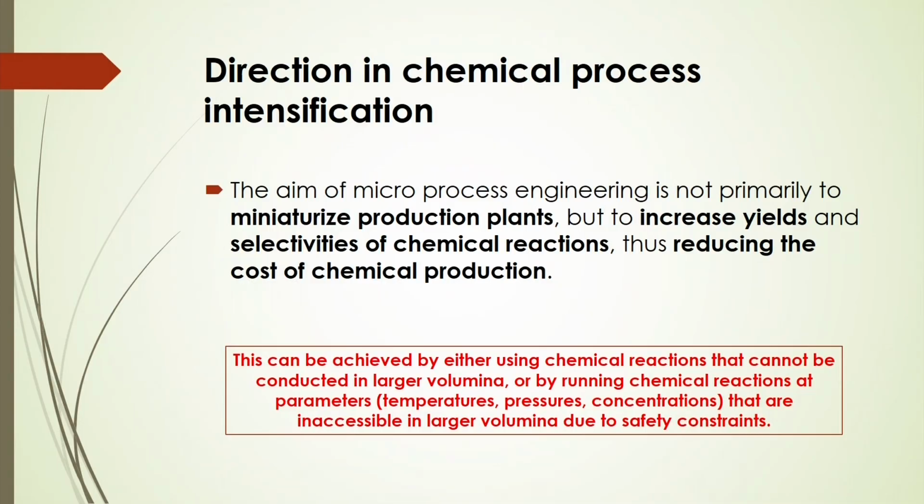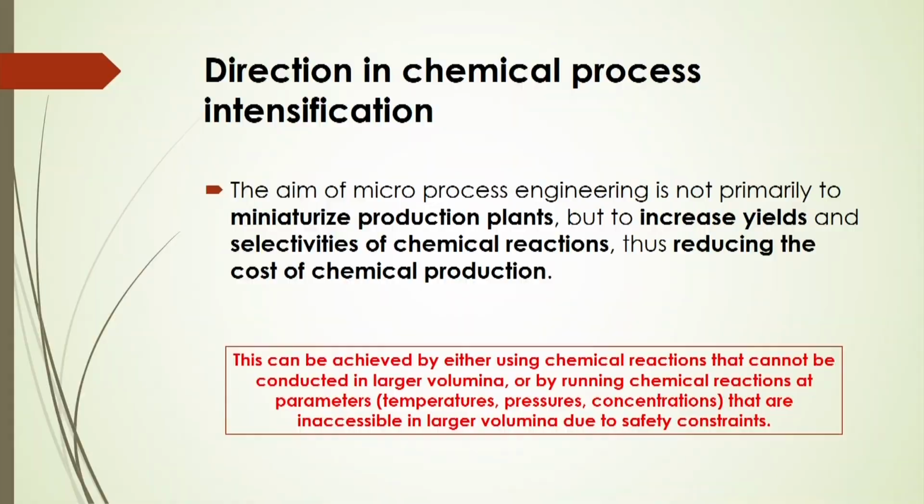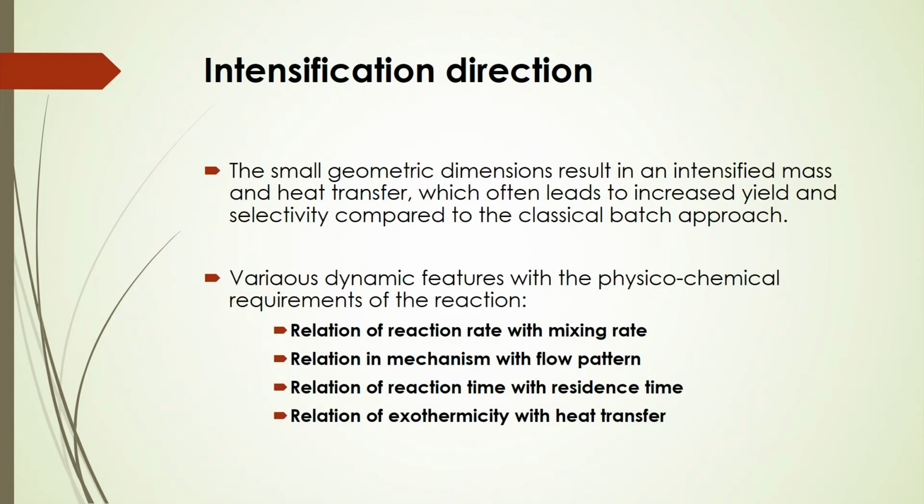And this can be achieved by either using chemical reactions that cannot be conducted in larger volumes, or by running chemical reactions at parameters like temperature, pressure, concentrations that are inaccessible in larger volumes due to safety constraints. Now, the small geometric dimensions may result in intensified mass and heat transfer, which often leads to increased yield and selectivity compared to classical batch operation.